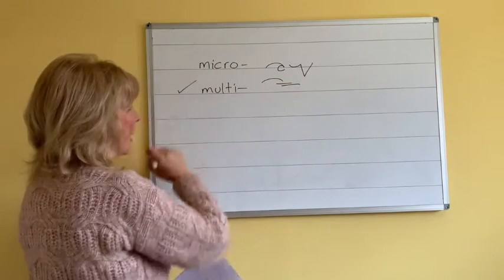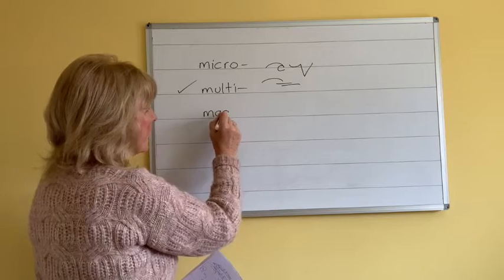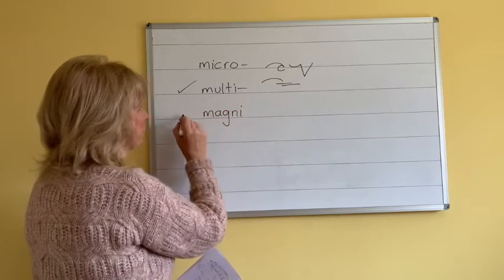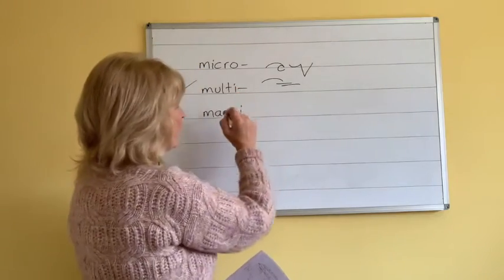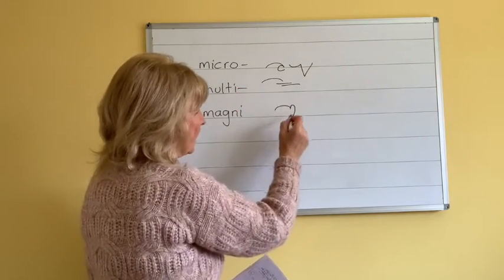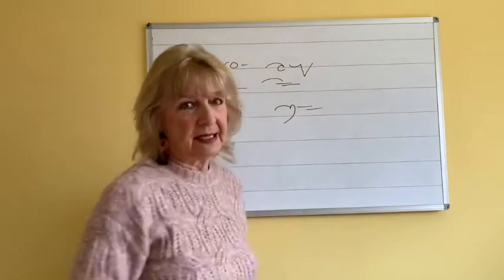So we've already done that one, but now we're going to look at magni, or any vowel there. And the difference between multi and magni is you would put the G in. So that would be magnitude.